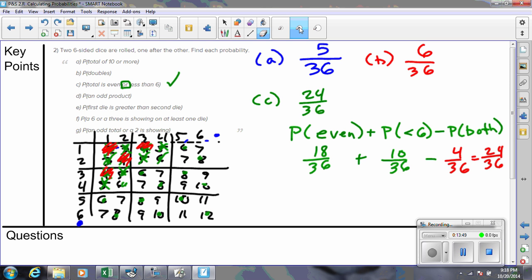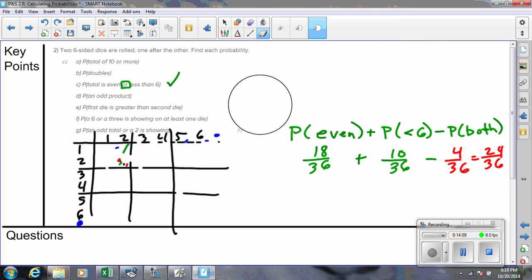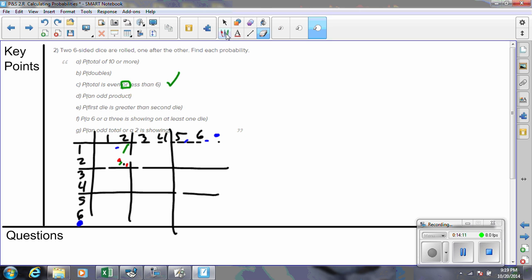Okay. In order to create some room on this, I'm running out of some space. I didn't want to do that. I'm going to take a moment and erase some of my grid. All right, continuing further now, we'll look at question D.